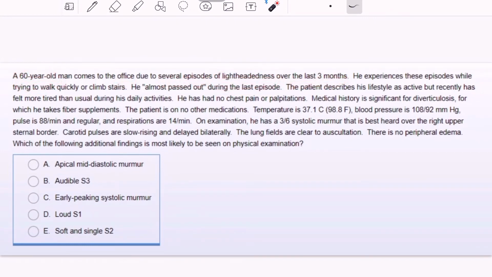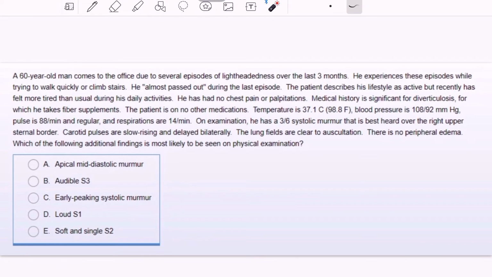He experiences these episodes while trying to walk quickly or climb stairs. So this means lightheadedness with exertion. He almost passed out, syncopal attack, during the last episode. The patient describes his lifestyle as active, but recently he feels more tired than usual during his daily activity. I told you in the presentation that chest pain is a little rare or palpitation.